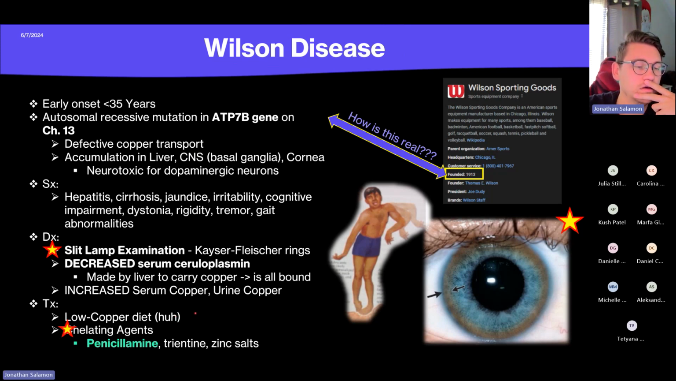Treatment: low copper diet. I didn't know that's a thing. Does anybody here know a single food that has copper in it? I sure don't. I'm gonna guess carrots because they're red and they come from the ground. Maybe beets. I don't know.